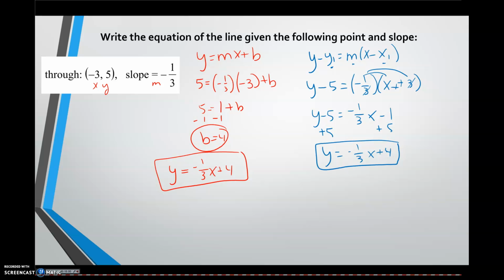It's just however you want to do this, with point slope form or slope intercept form. So again, whatever method you want to use, you can go ahead and use that point slope or slope intercept.